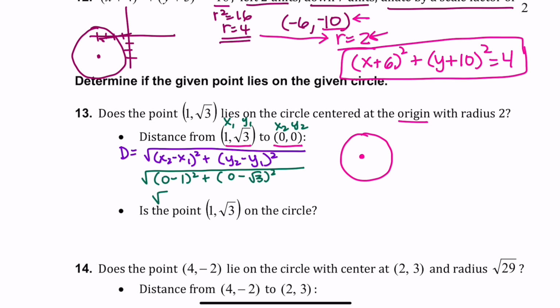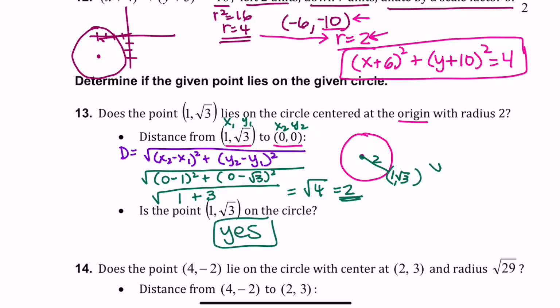This is going to give us the square root of negative 1 squared, which is 1, plus negative square root of 3 squared, which is a positive 3. The square and square root cancel, and this is going to be the square root of 4, which is 2. So since the distance between the center and the point 1, square root of 3 is 2, that would be a radius. So yes, this point is on the circle.